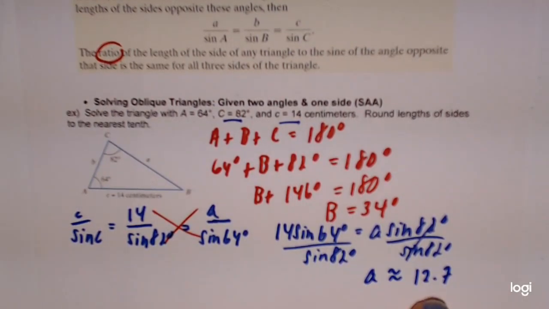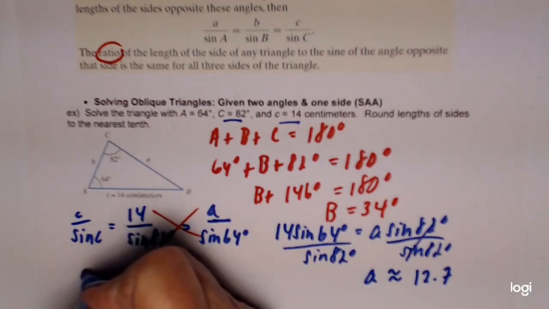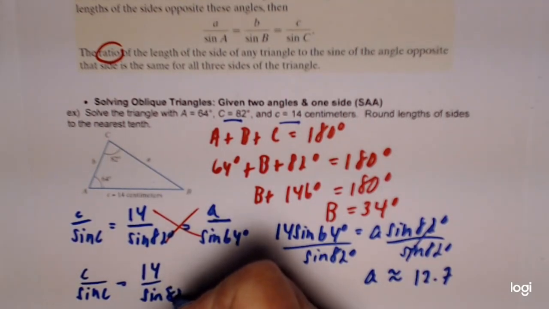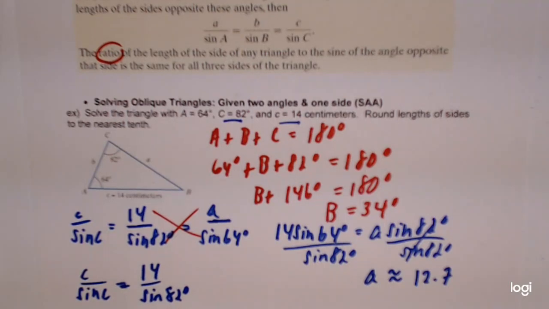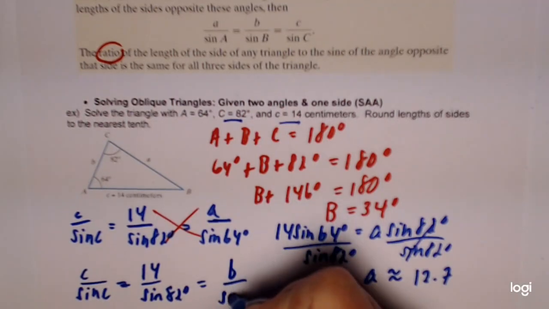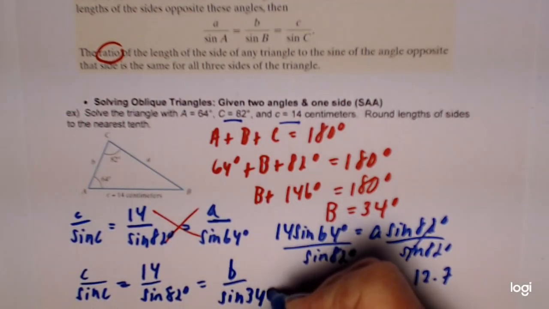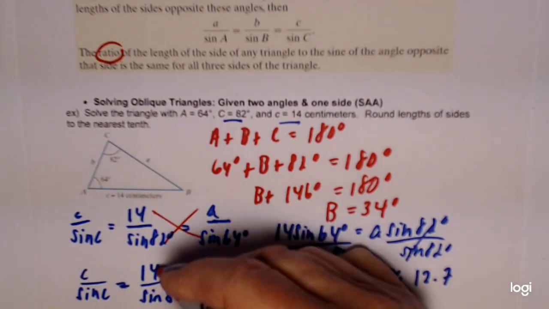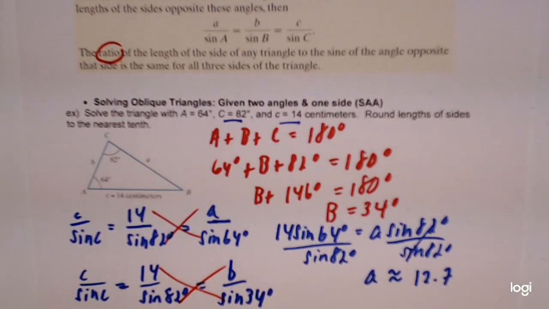So we have side A. Now, to solve for side B, we're going to repeat the same process. We're going to use this C over sine C. So we're using this 14 over sine 82 degrees. I'm going to use the same information that's given. And now this is going to be equal to B over the sine of 34 degrees. So set up the ratios. Again, we do a cross multiplication.